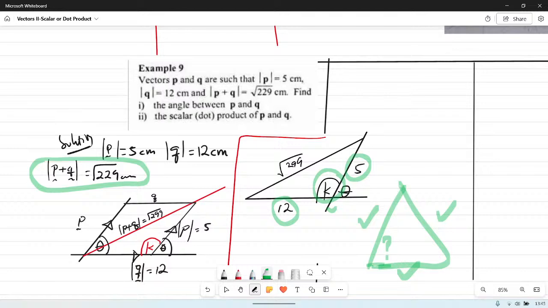So the cosine rule is just like the Pythagoras theorem, but there's more to it. So over here, if I'm using Pythagoras theorem, what do you think I'll write? What's the longest side over here?